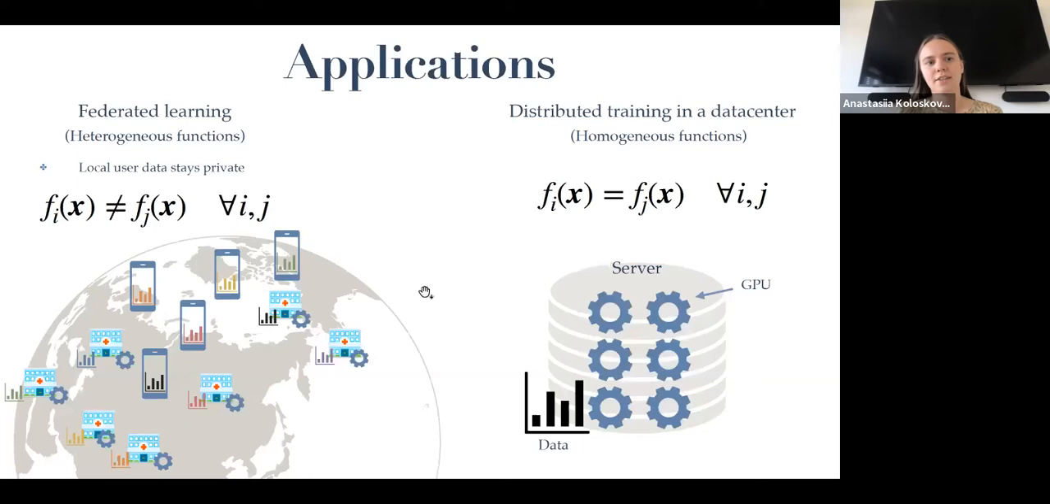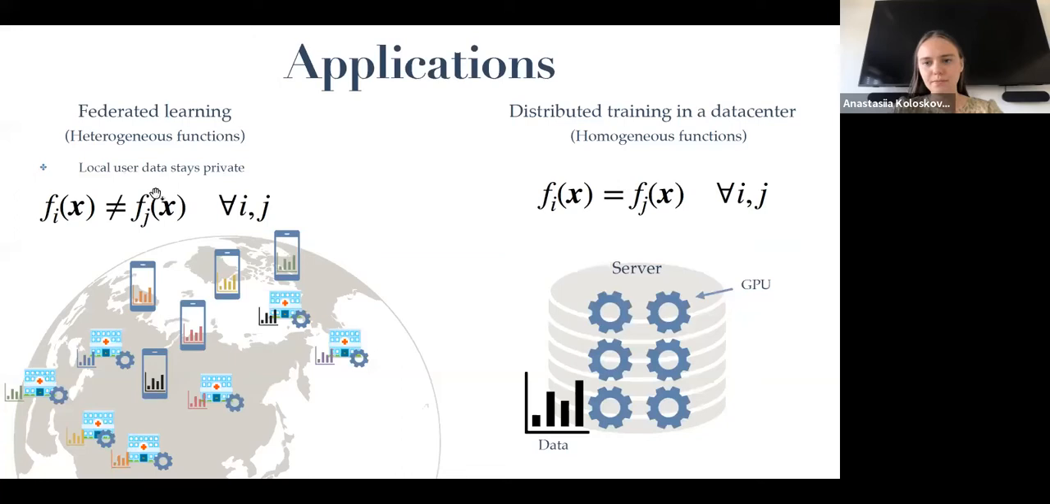Okay. And so there are two applications of this distributed learning. One is called federated learning. What it means is that different workers represent different real devices, for example, hospitals. And they have different data. For example, in hospitals, you have different patients, and these are patient data. And so this means that your local objective functions on these devices would be different from each other. And this is a key feature of federated learning.